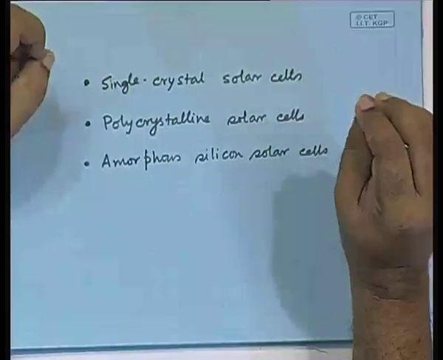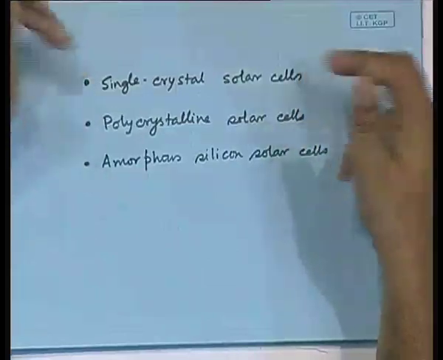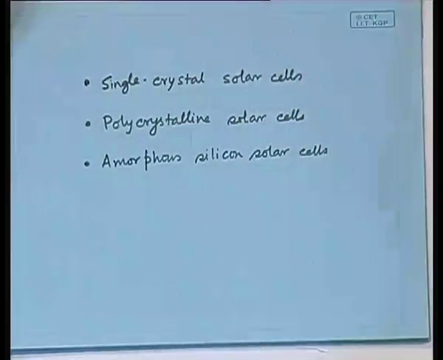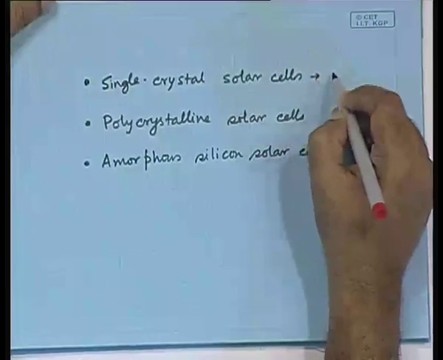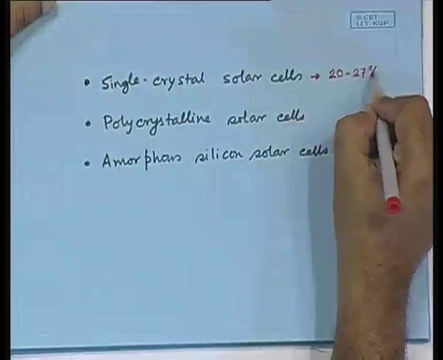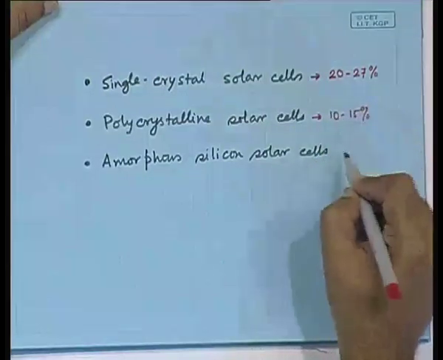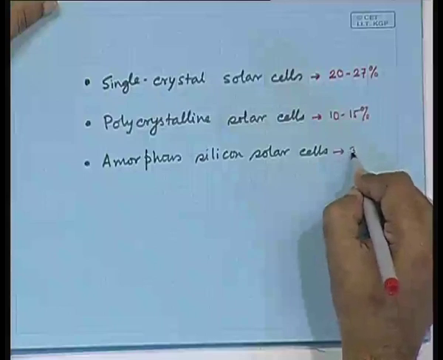Now, the efficiency of the polycrystalline solar cell would be of the order of 10% to 15%, and the efficiency of the amorphous silicon solar cells would be of the order of 3% to 5%. Okay. So, this is very less efficient, this is medium, and this is reasonably high efficiency. So, here the efficiency is somewhere between 20 to 27%, and here the efficiency is say 10 to 15%, and here the efficiency is 3 to 5%.